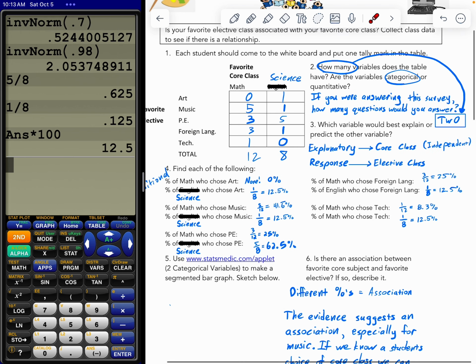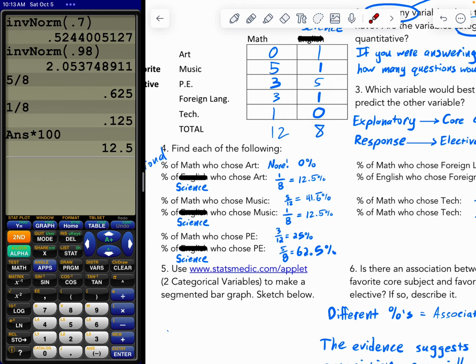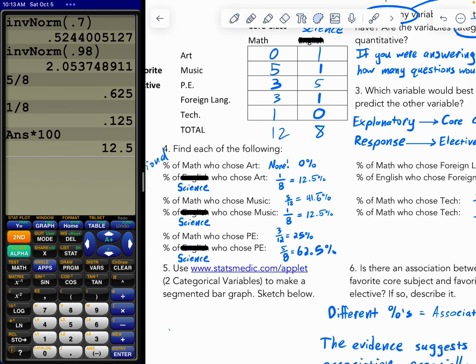So I've gone through and I've done that for all of them. So we're comparing art, music, PE, foreign language, and tech. Oh, wait a minute. This was also a zero. So that's wrong, right? Oh, weird. Sorry about that, let's fix this up.